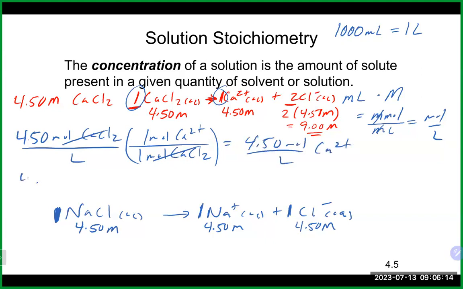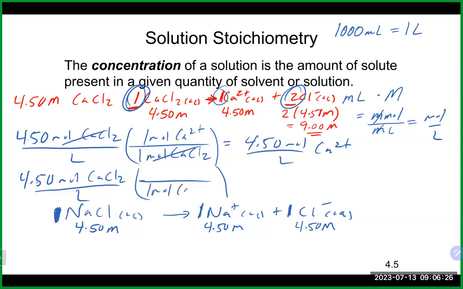We do the same thing for our chloride ions in this case. It is a 1-to-2 relationship. So for every 1 mole of the entire thing, we get 2 moles of the chloride ions. The moles of the entire thing cancel. We end up with 9 moles per liter of chloride.